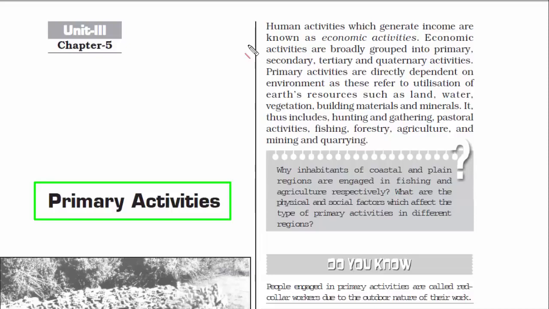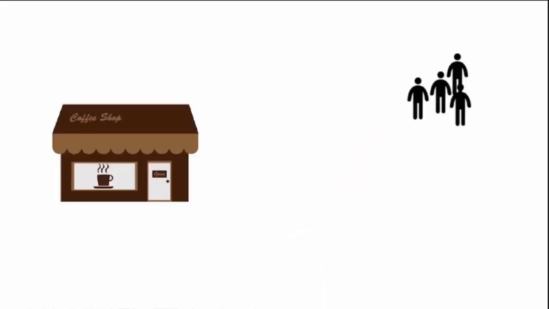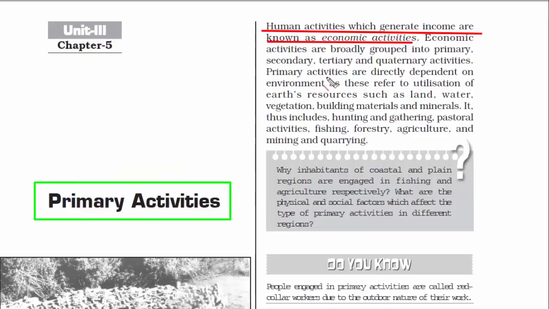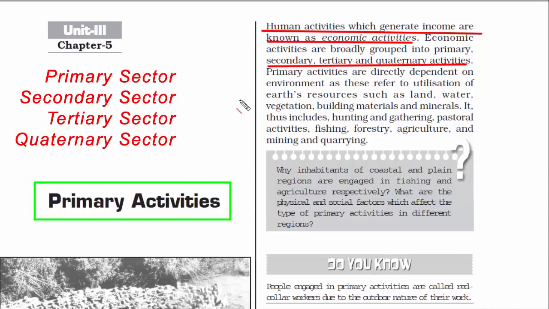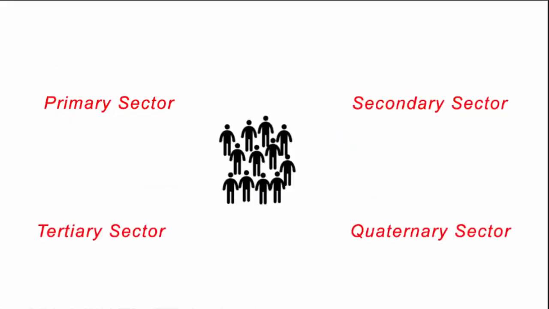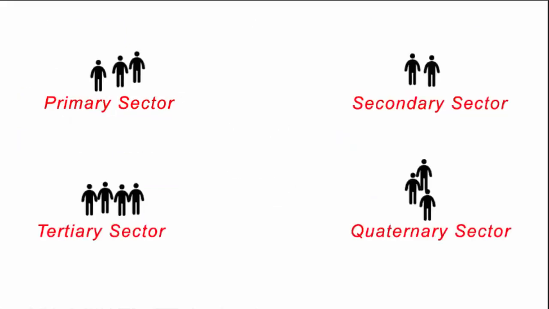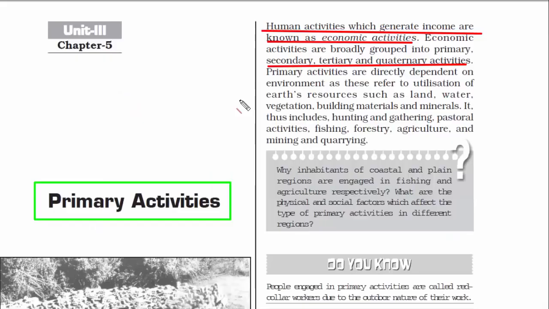What is an economic activity? Human activities which generate income are known as economic activities. Any nation's economy is divided into various sectors like primary, secondary, tertiary, and quaternary sectors. And the reason we have done such a division is to identify the population engaged in various activities that supports the economy. Now, why do we need to do that? Because it's always better if we measure growth so that necessary changes, development can be made.